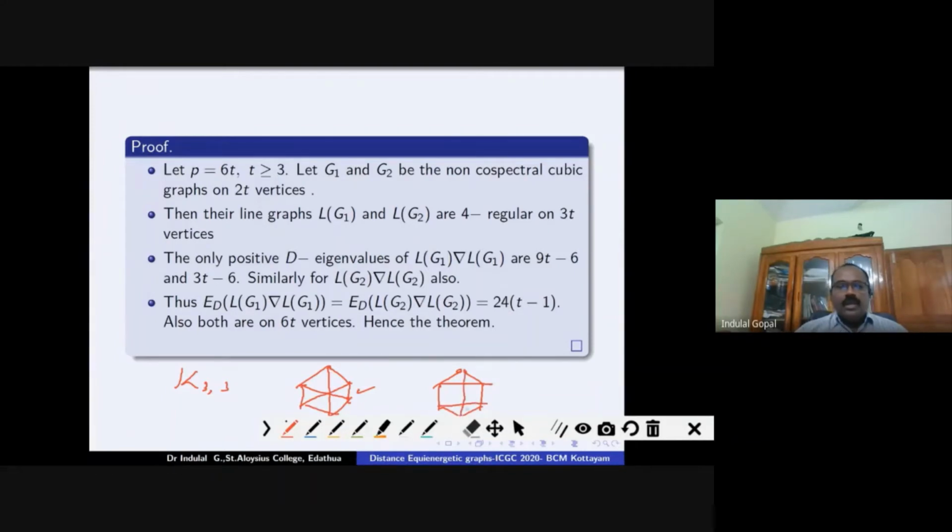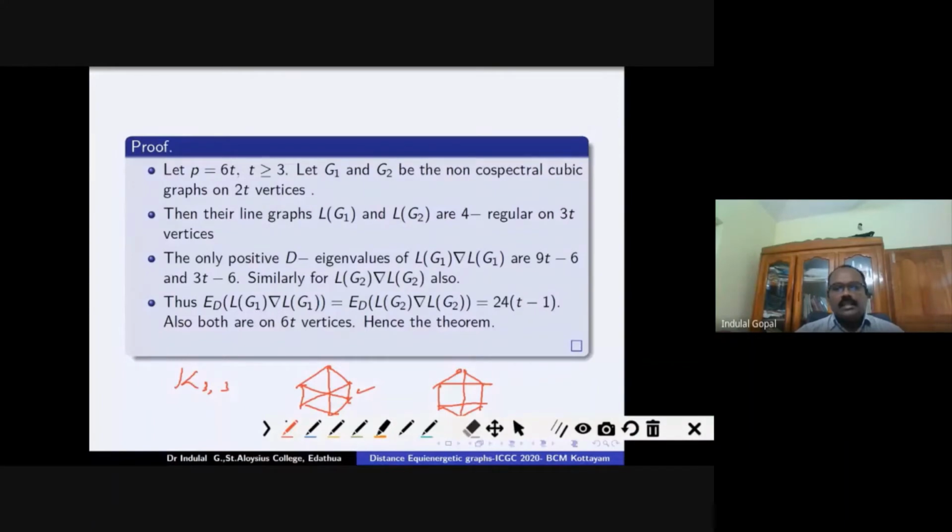If you consider these two graphs G1 and G2, which are non-cospectral. In fact, one is bipartite, the other is not bipartite, on 2t vertices. I give the example for t equal to 3. Then form the line graphs LG1 and LG2, which are 4-regular and on 3t vertices. And we can find that the positive distance eigenvalues of their join LG1 and LG2 can be obtained from the adjacency spectrum of G1 and G2.